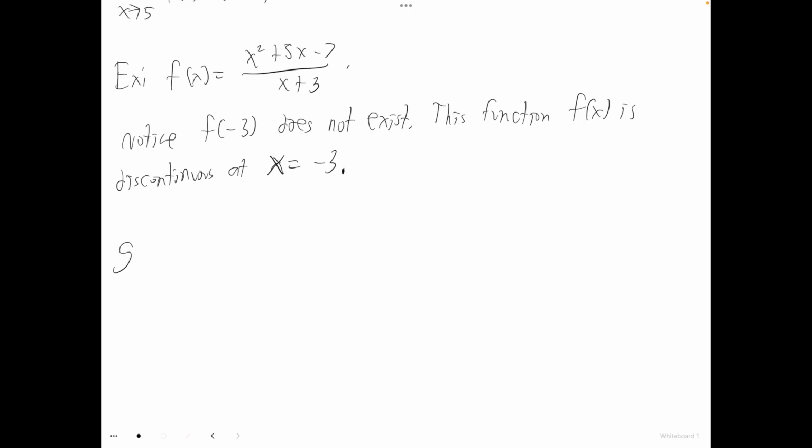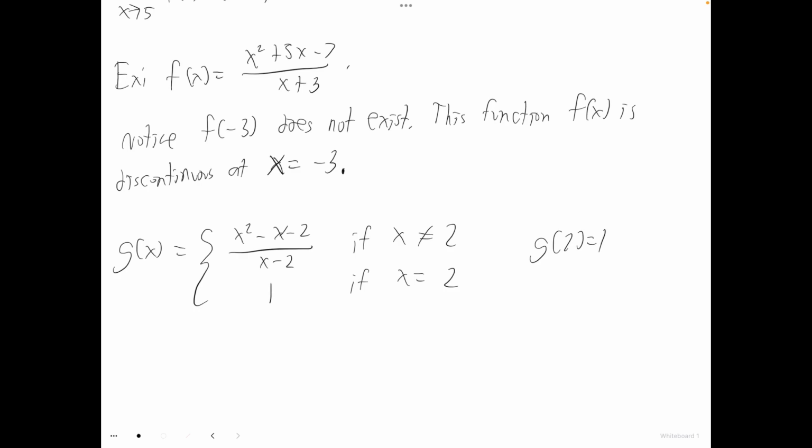So now another example, so we could have g of x equal to x squared minus x minus 2 over x minus 2, and we could have it equal to 1. So when x is not 2, it's going to be x squared minus x minus 2 over x minus 2. When x equals 2, the function will be equal to 1. And so here we have that g of 2 is equal to 1.